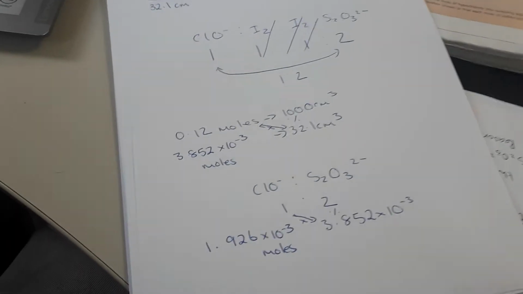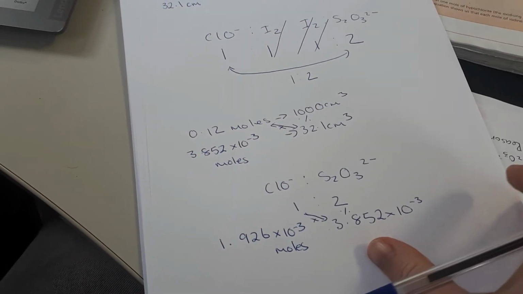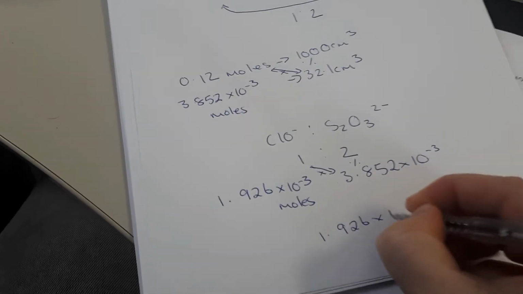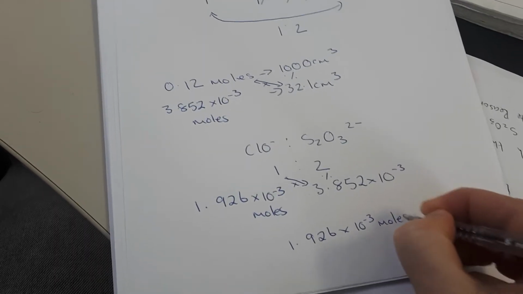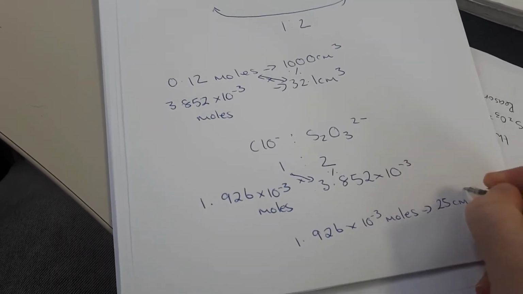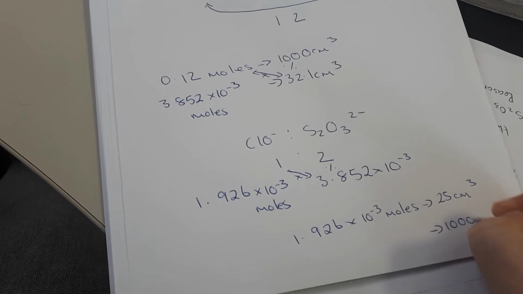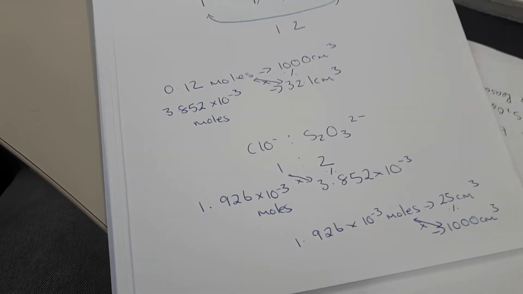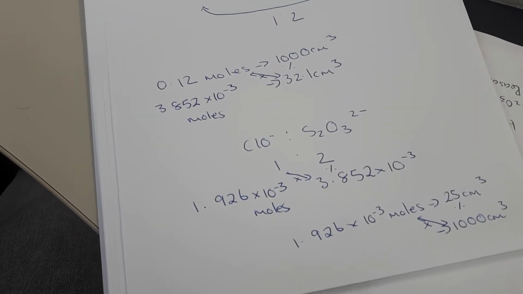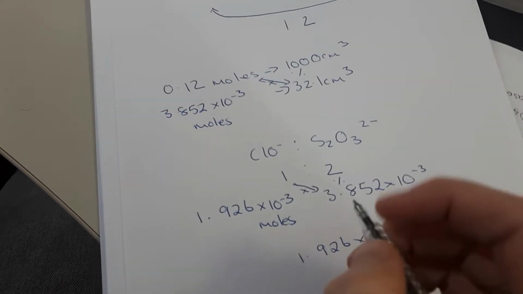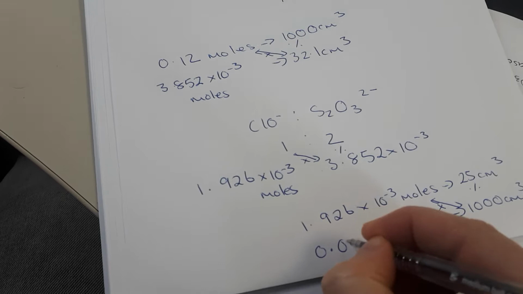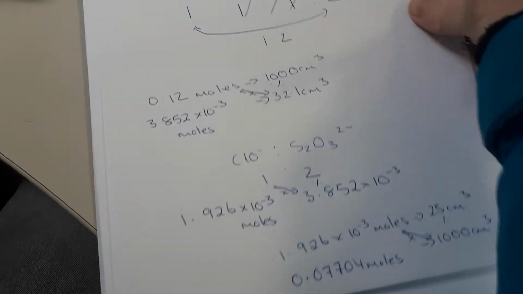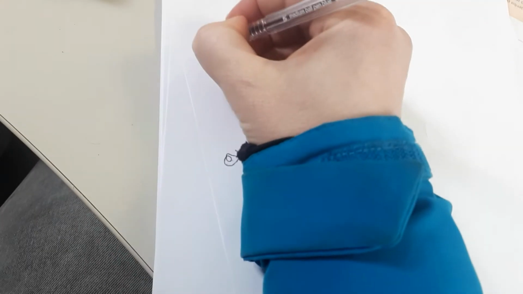Now, in the question, I'm asked for diluted bleach and I'm asked for original bleach in moles per litre. This is 1.926 by 10 to the minus 3 moles. But that's only in 25 centimetres cubed. So in order to get that into moles per litre, that's 1,000 centimetres cubed, I have to multiply by what I know, which is 1,000, and I divide by the bit left over, which is 25, and that gives me 0.07704 moles.